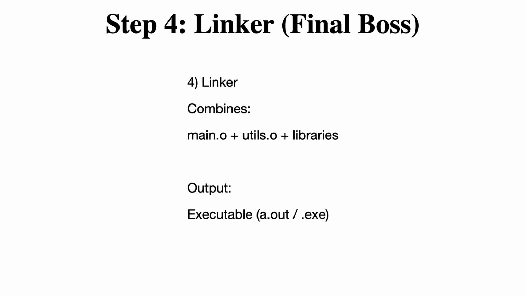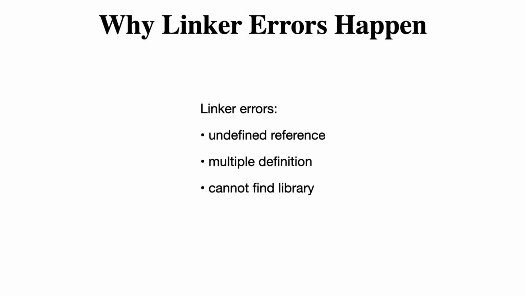Let's see step 4, which is the linker. Now comes the linker, the stage that creates the final program. It takes multiple object files and libraries and combines them into one executable. It resolves all those missing symbols and assigns final addresses. Most scary errors happen here because the linker is assembling the whole program. If something is missing, duplicated, or not found, you get linker errors.